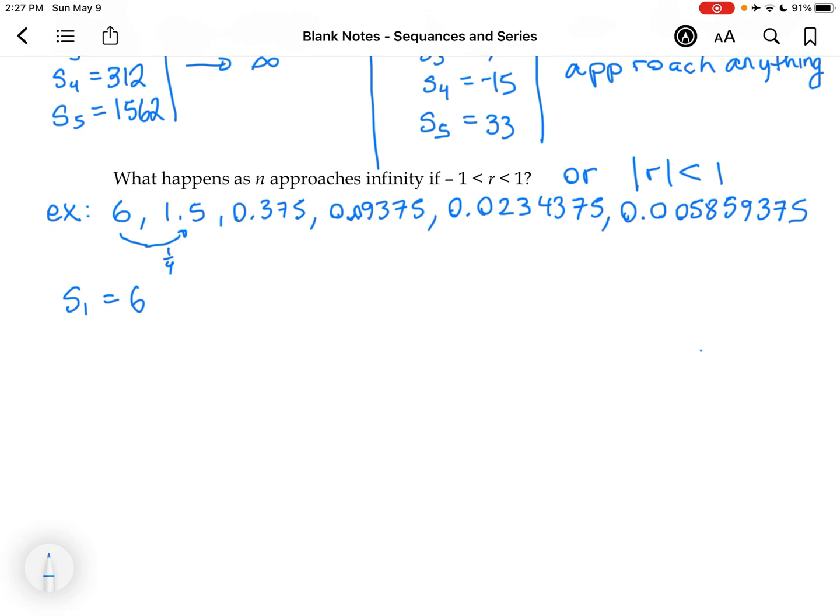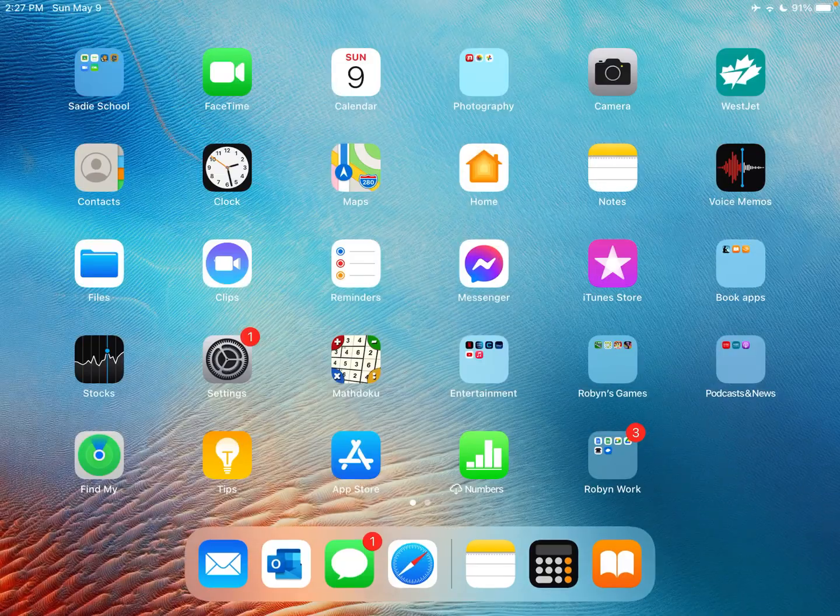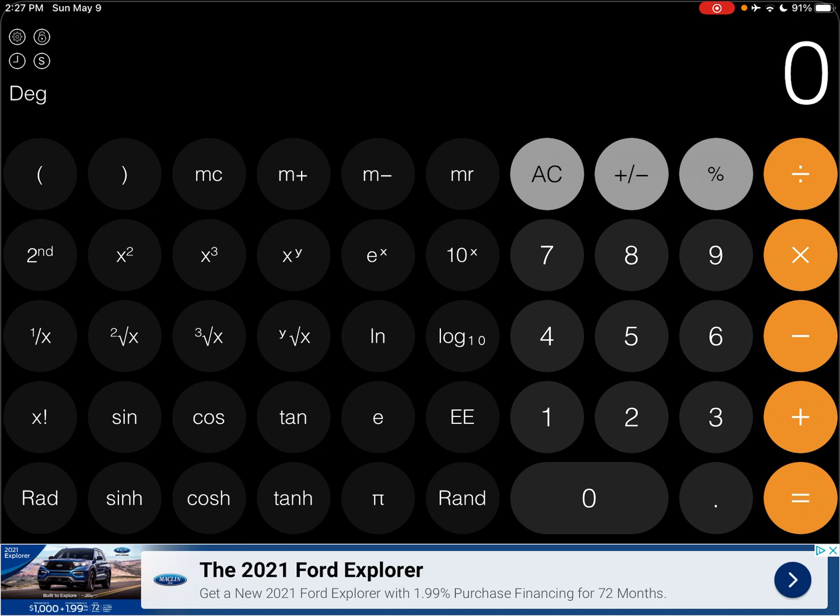So S2 would be T1 plus T2. So that's 6 plus 1.5. So S2 is 7.5. I'm writing these on a piece of paper so I can remember what they are, because we're going to fill them in our notes in a second. But I want you guys to see on the calculator what's going on. To get S3, we have to add the third term because 7.5 is the first two terms added. So I'm going to add 0.375, and I get 7.875.